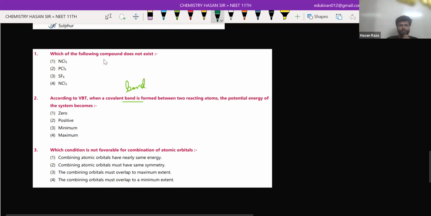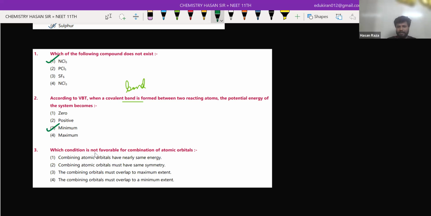The first question, which of the following compounds does not exist? As you know that nitrogen cannot make 5 bonds, so NCl5 doesn't exist. According to VBT, when a covalent bond is formed between two reacting atoms, the potential energy should be minimum. Potential energy minimum means maximum stability.